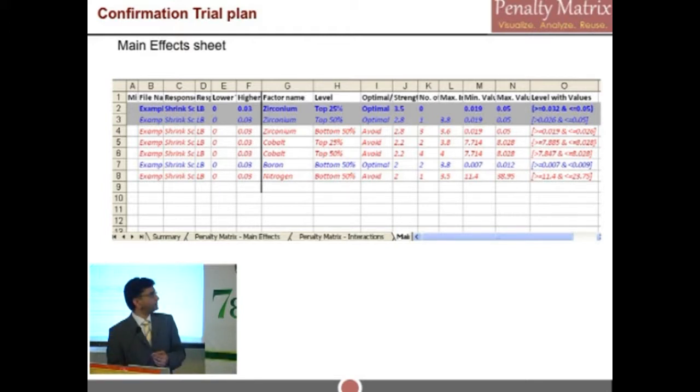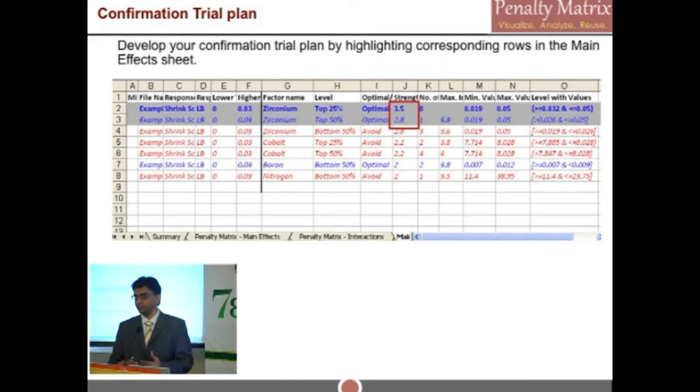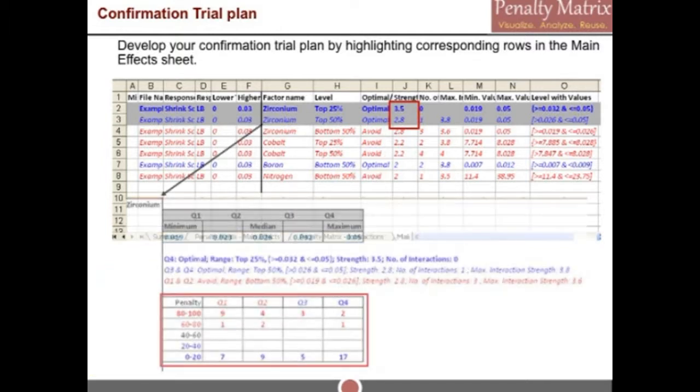We will pick up the first line and say that zirconium top 25% is optimal because the strength is 3.5. Anything more than 3, we can take seriously. If it is more than 3.5, it will be in bold blue color. Zirconium top 50% is 2.1, and there is one interaction here. So we look at the penalty matrix of zirconium. We know its quartiles, the minimum level, the maximum level. That's all done automatically. And then we can see this in the penalty matrix sheet.